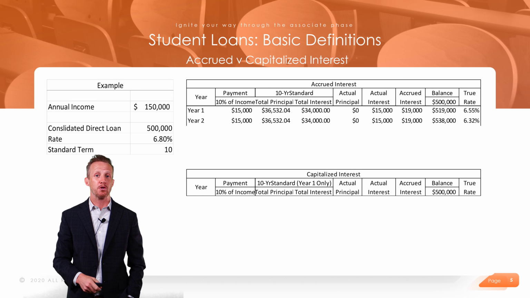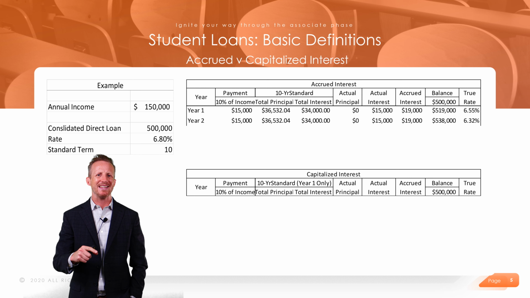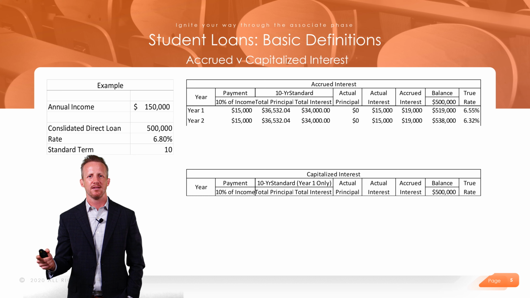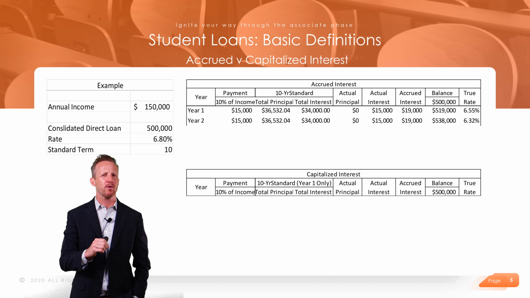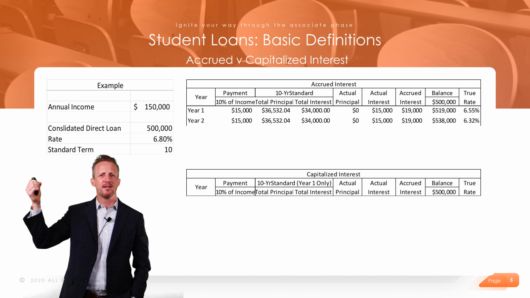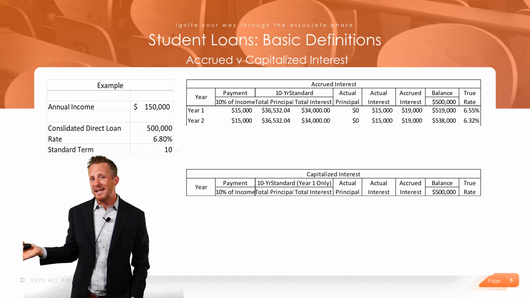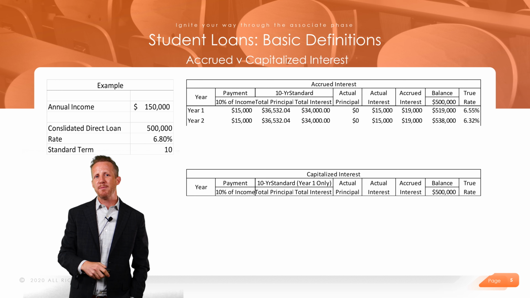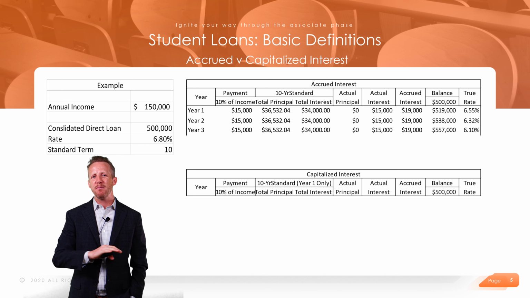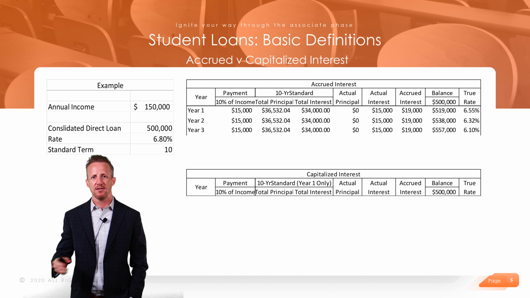Notice, though, that your interest rate dropped because you still paid the same amount of interest on a larger balance. So if you paid the same amount of interest on a larger balance, that means you paid a lower rate. Now, what happens when you go to year 3? The same thing, $15,000. Total interest is still $34,000. You only paid $15,000 of that, so $19,000 gets accrued.